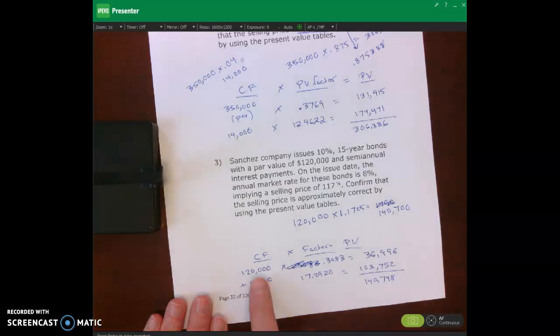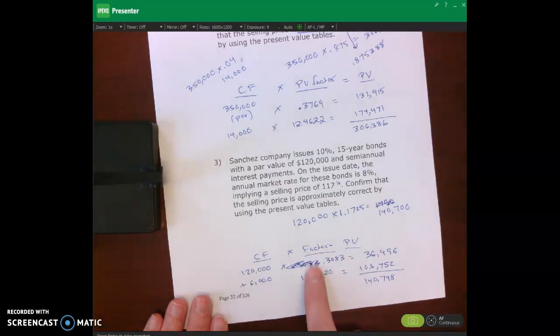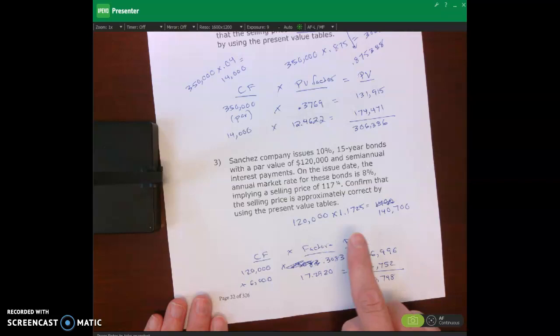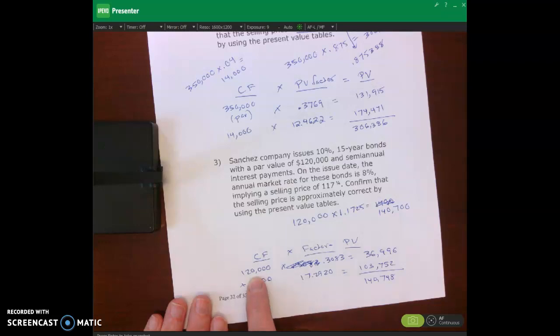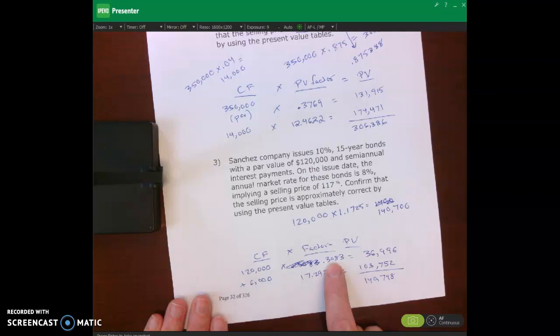And then to use the present value tables to make sure it's approximately correct, like what we did up here, I set up my cash flow, my factor, cash flow times factor equals present value. This is my par value. So my first cash flow is my par value. Par value, this is present value single amount table. I got this from the present value of single amount table.